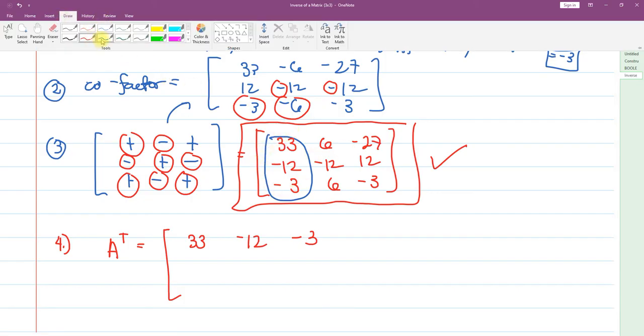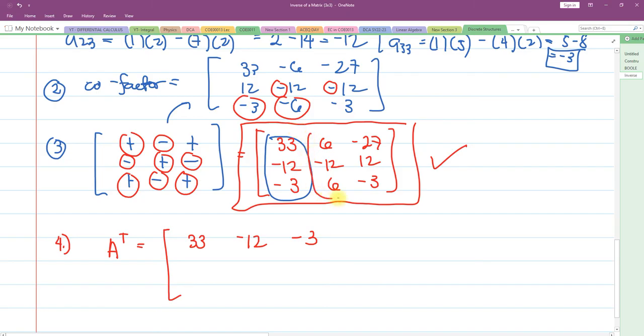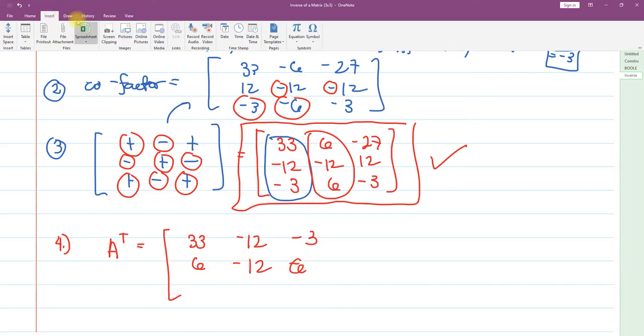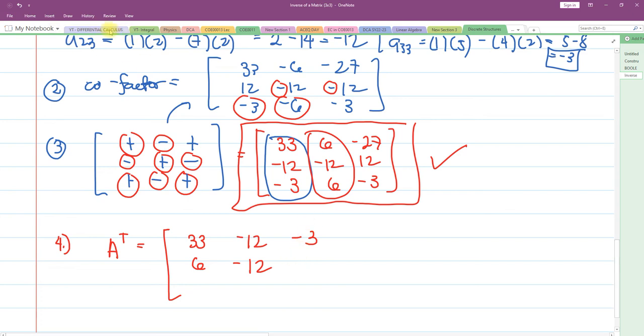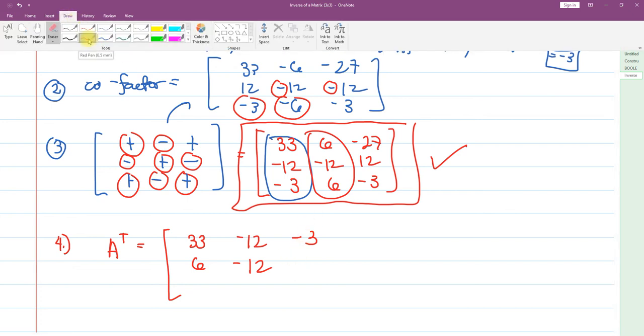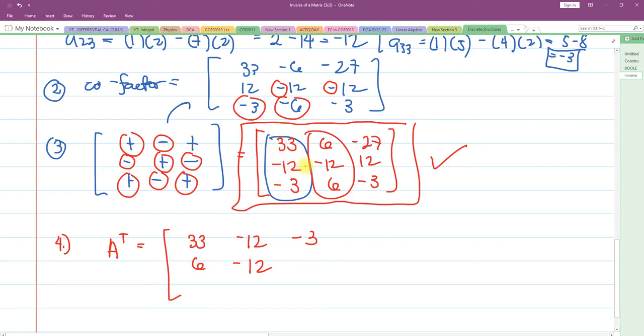Same thing that I will do with the column 2. The column 2 becomes the row 2. That will become 6, negative 12, and 6 in here. Okay? So, I'm just reversing the process. This is column 1, it became row 1. This is column 2, it became row 2. So, you have 6 here. And lastly, the column 3 will be the row 3. So, you have negative 27, you have 12, and negative 3. This is the A transpose of the cofactor signed matrix.